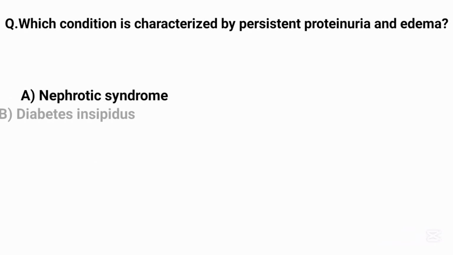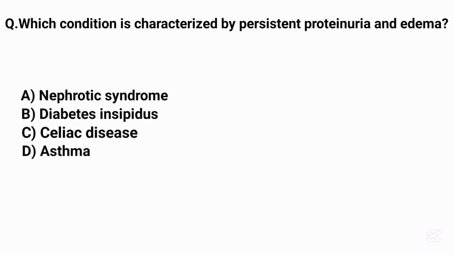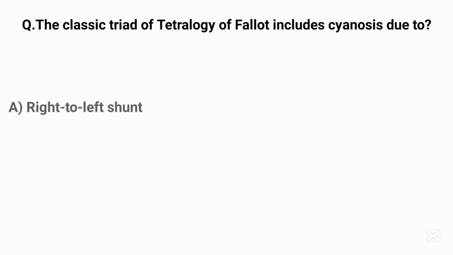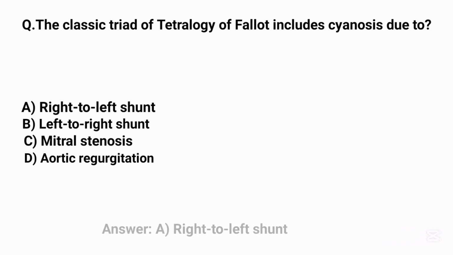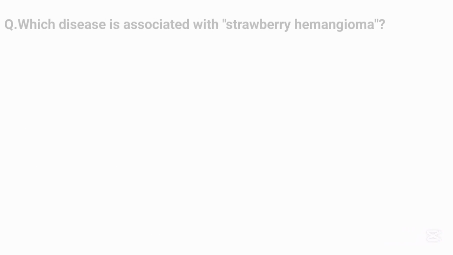Which condition is characterized by persistent proteinuria and edema? Correct answer is option A, nephrotic syndrome. The classical triad of tetralogy of Fallot includes cyanosis due to. Correct answer is option A, right to left shunt.